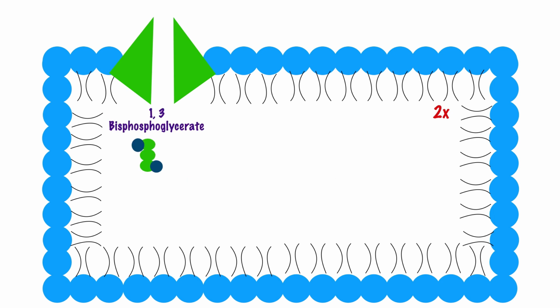With our 1,3-bisphosphoglycerate, we have another enzyme acting on this molecule called phosphoglycerate kinase. With its presence, it facilitates the donation of a phosphate group to adenosine diphosphate, or ADP, which is already present within the cytoplasm. Of course, once this phosphate group joins with ADP, it forms ATP, or adenosine triphosphate, the energy currency of the cell. And what remains from this molecule is referred to as 3-phosphoglycerate.